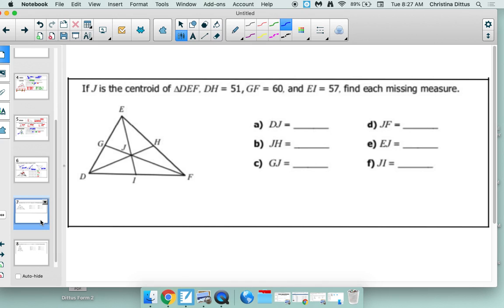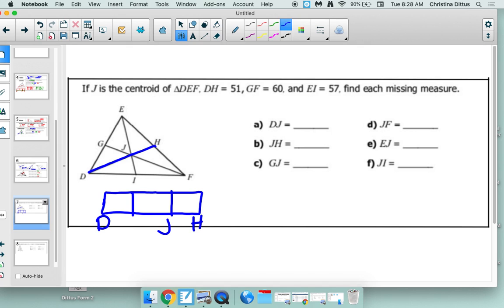Alright, centroids. That's where we break it down into thirds. So it tells me DH, this whole line, is 51. What I like to do is draw my little box, D, H, and break it down into thirds. And then the J, which is bigger, DJ or JH? DJ is bigger, right? So that means D to J has to be longer than J to H.